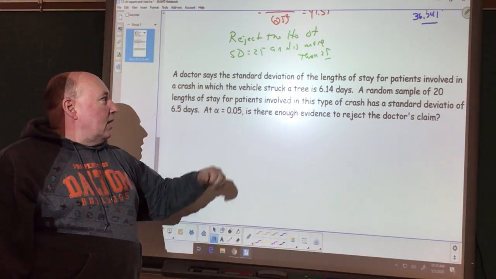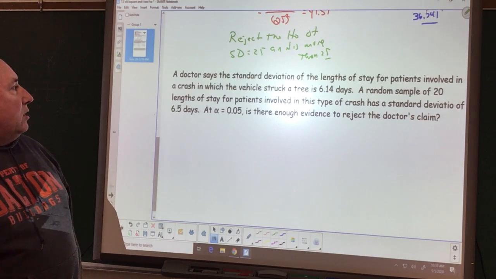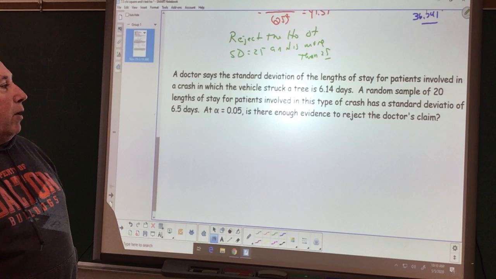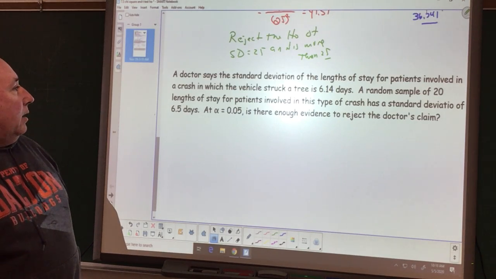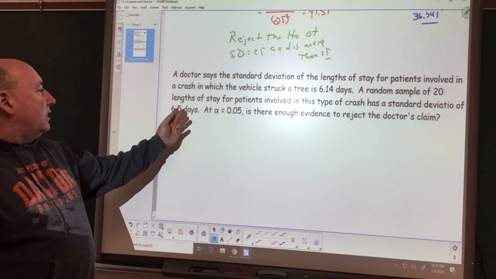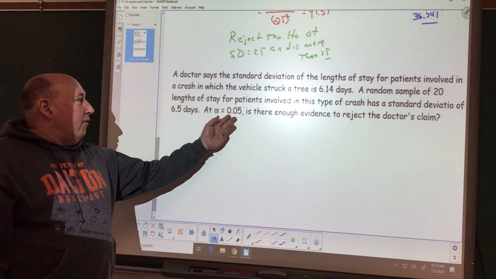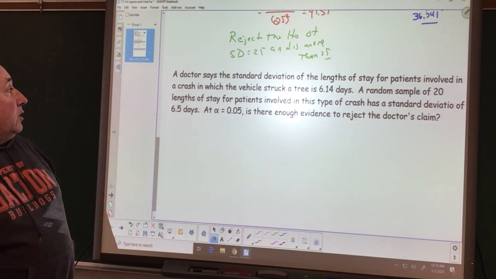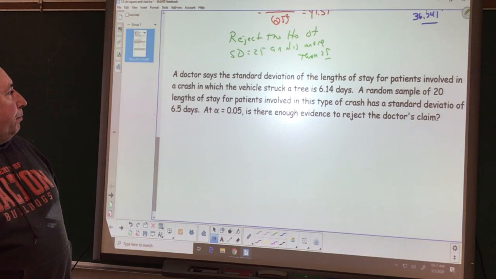A doctor says the standard deviation of length stays of patients involved in crashes in which a vehicle struck a tree is 6.14 days. The random sample of 20 lengths of stay of patients has a standard deviation of 6.5 days. Alpha value 0.05. Is there enough evidence to reject the claim?